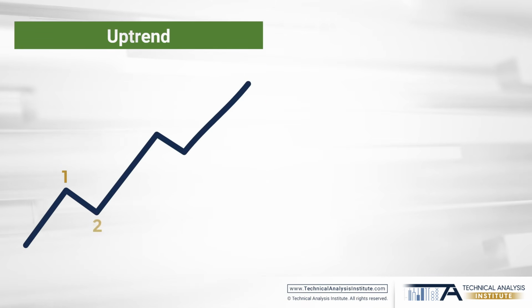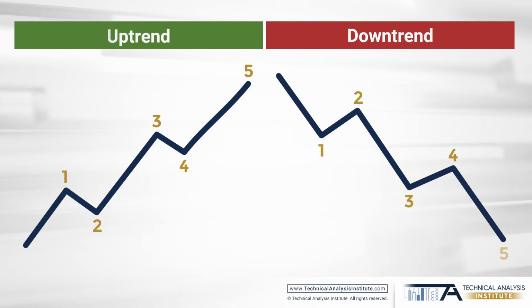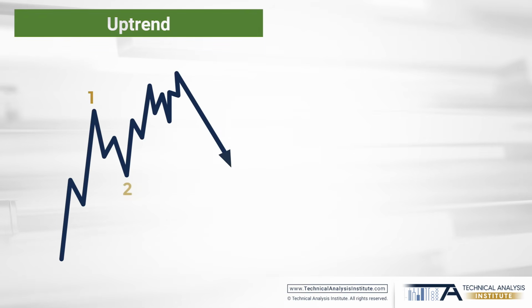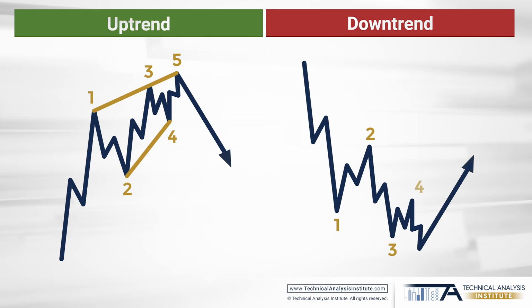This is the textbook image of an impulse. Each wave is labeled with a number. And this is how an impulse looks in real life. They are not always as clear as in this example, but it helps you to see what you can be looking for. This is the textbook image of a diagonal. Because diagonals are motive waves, they too are labeled with numbers 1 through 5.